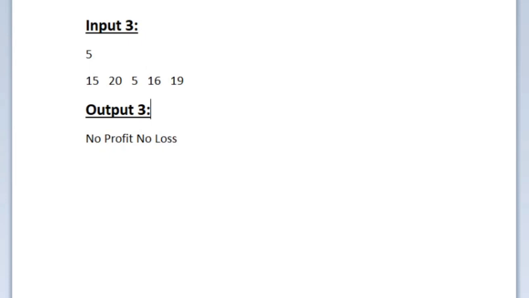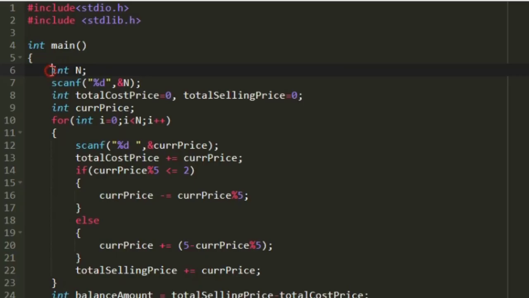Now let us see how to write a C program for this. First, I am creating a new integer n, and in the next line I am accepting the value of the integer n. Then I am creating two more integer variables named total cost price and total selling price, and I am setting their initial values as 0. And then I am creating another new integer variable named current price.